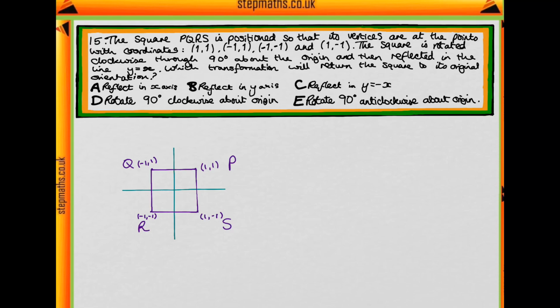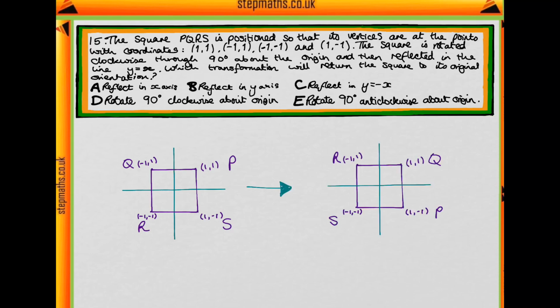So first of all we need to rotate it through 90 degrees. So let's do that now. We're going to rotate it clockwise as follows. So Q rotates around to where P was, P goes to where S was, etc. So we get something which looks like this.